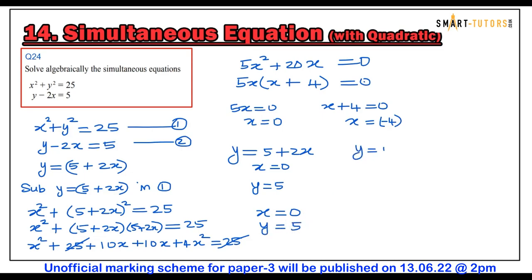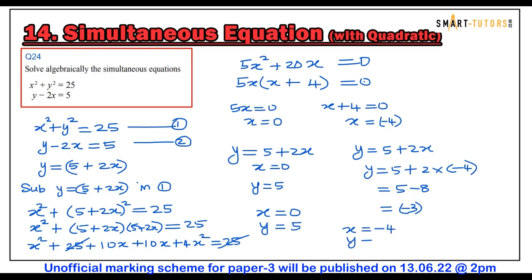Then y equals 5 plus 2x. So y equals 5 plus 2 times minus 4. So 5 plus minus 8, 5 minus 8 is y equals minus 3. So x equals minus 4, y equals minus 3. So that is the other set of answers.